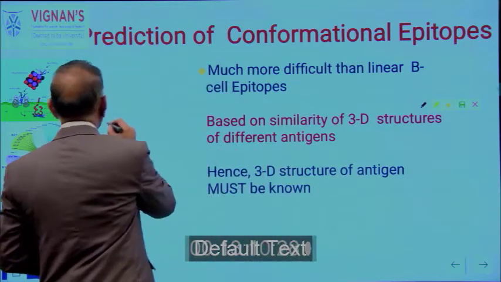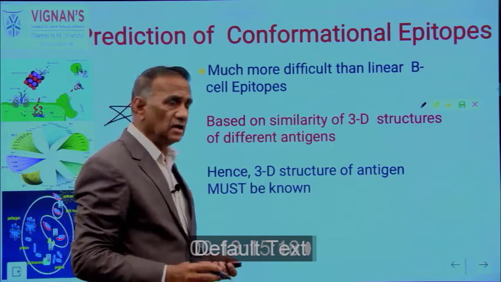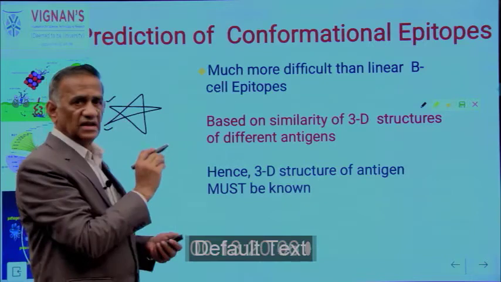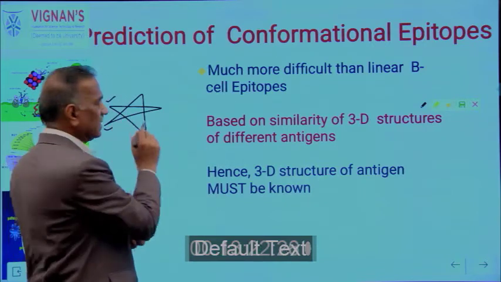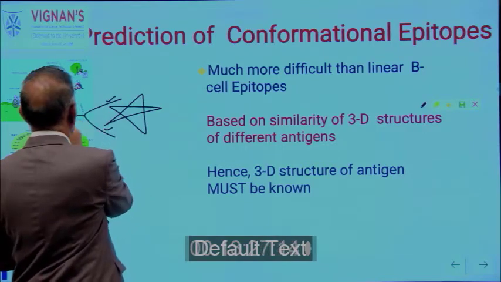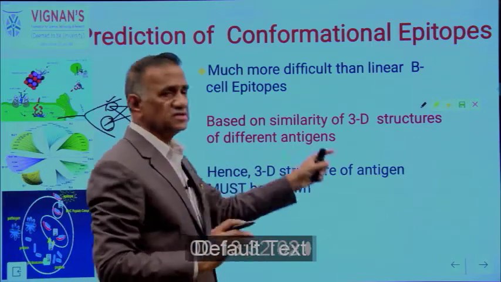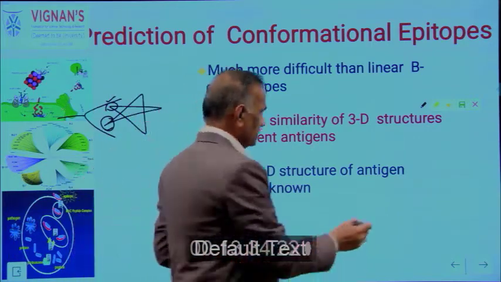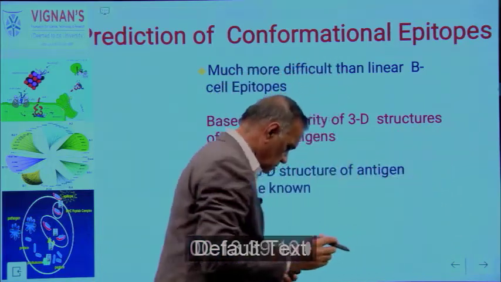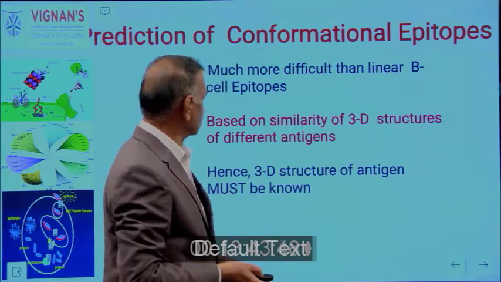Let us see the example. Let the antigen be like this. These two are not sequential, not in linear fashion. These are two different conformational regions. An antibody that is developed may be like this, so this region and this region constitute conformational epitopes. Hence, 3D structures of antigens must be known. We should know the 3D structures.